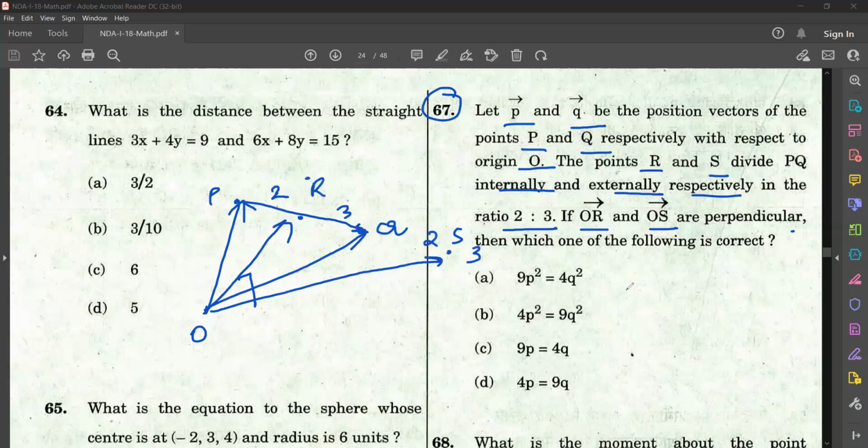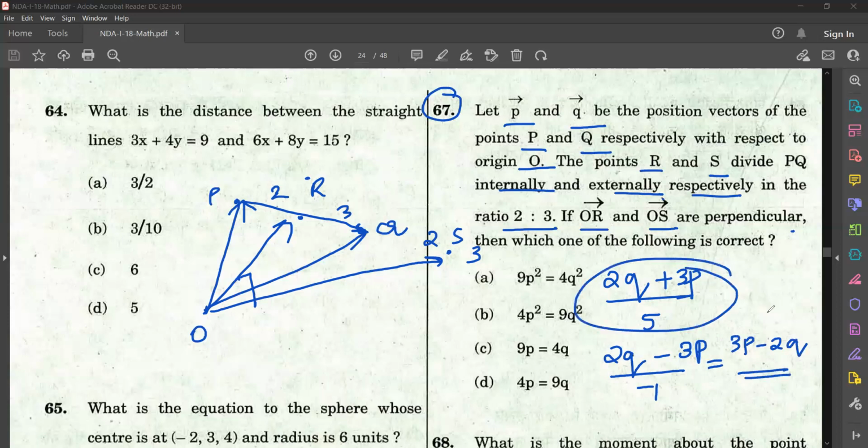So you apply the section formula. How can we apply? If it is internally, it will become 2Q plus 3P divided by 2 plus 3, that is 5. If it is externally, you can write, just write the subtracted version. That is 2Q minus 3P divided by 2 minus 3, that is minus 1. Or this can be written as 3P minus 2Q. So this is when it divides internally.